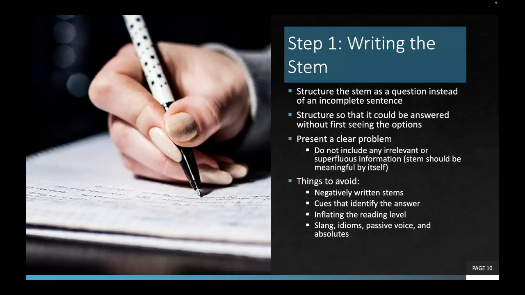You want to avoid writing your stems negatively. So don't ask questions like, what would the nurse avoid? What do you not want to do? Things like that. You don't want to write stems that will give cues to what the correct answer is. Don't inflate the reading level. Don't try to make your questions use big words and difficult terms, things like that, to make it seem harder than it really is. And also don't use slang terms or idioms that people may not know. And you don't want to use absolutes. So it always does this, it never does this, things like that.